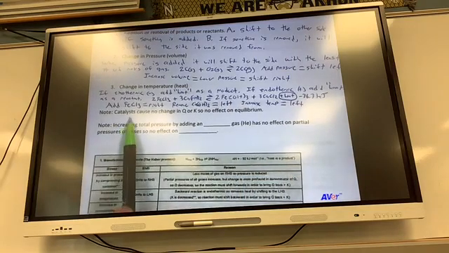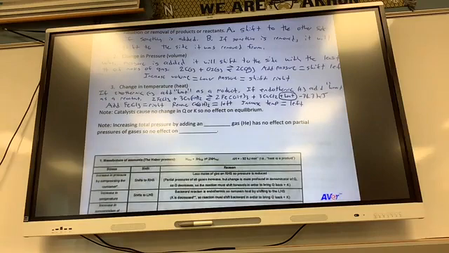Note, catalysts cause no change in Q or K, so they do not affect the equilibrium. So you know there's going to be some kind of question out there. This would be a good multiple choice question on the AP test. Here's your situation: a catalyst is added. Does Q become less than K, greater than K, equal to K, or no change? No change. A catalyst wouldn't be a reactant. You're not going to add a catalyst that's going to react. It has to not react. It does not change what's going on in the equation.